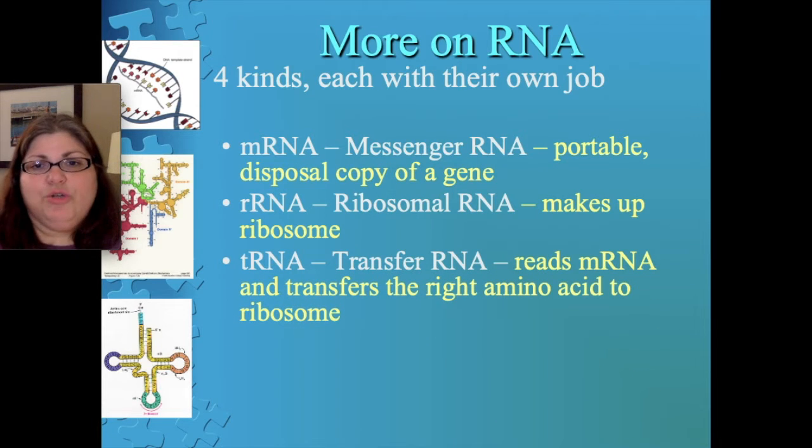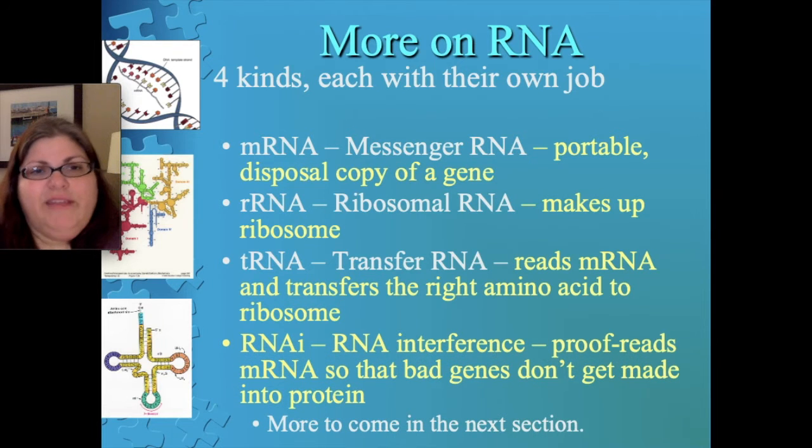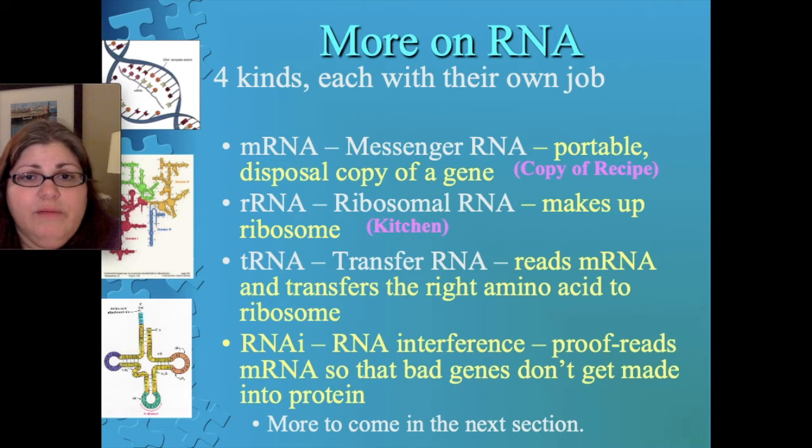tRNA is the transfer RNA. It's the thing that's going to bring the right amino acid to the ribosome to assemble the proteins. Remember, proteins are made up of amino acids. And then RNAi, we won't really get into very much today, but RNAi is kind of like a proofreader. So if we go back to my recipe analogy, messenger RNA is the copy of the recipe. rRNA is like the kitchen where the recipe is made. tRNA is like the chef that does the making of the protein, and RNAi might be like a taste tester at the end to make sure that everything went well.